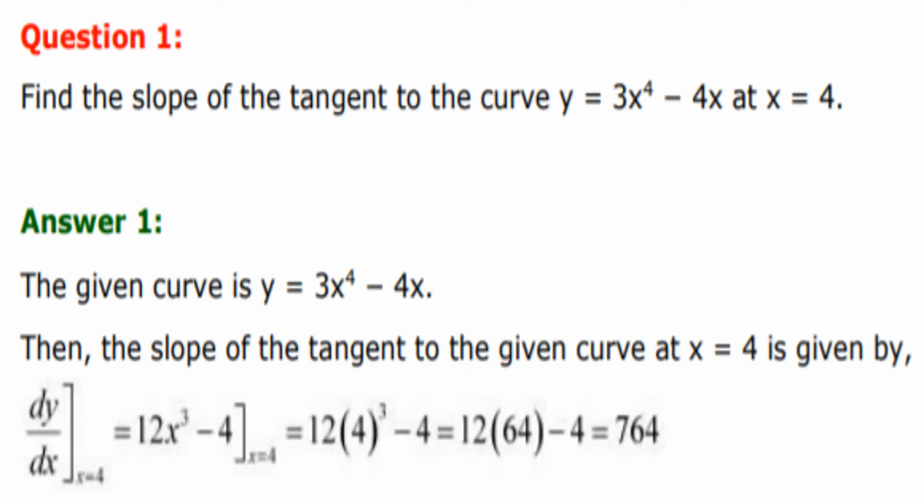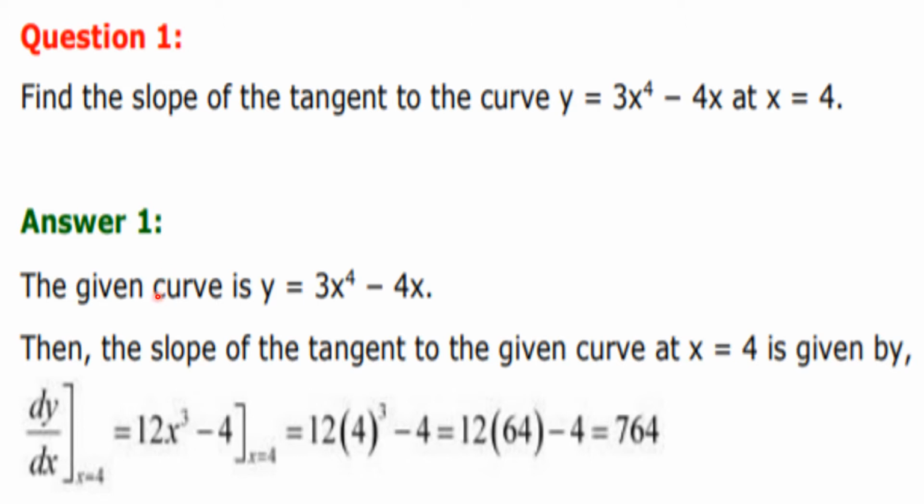Now come to question number 1. Find the slope of the tangent to the curve y is equal to 3x power 4 minus 4x at x is equal to 4. Understood this question? What is given? The equation of a curve is given and a point x is equal to 4 is also given. What should we find? The slope of the tangent to the curve at x is equal to 4. Now come to the solution.